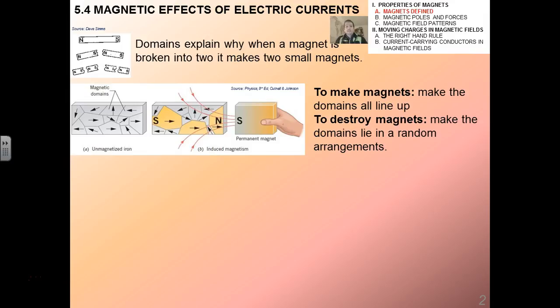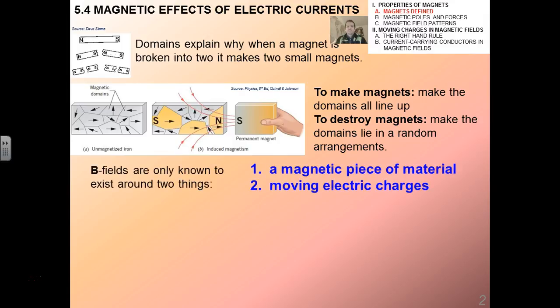If you want to make a magnet, first of all, you have to take a material that has domains in it, such as a piece of metal, okay? If you expose that metal or touch that metal to a permanent magnet, something that's already magnetized, then you can align all those domains in the same direction. And in fact, that piece of metal, which was before not magnetized, becomes temporarily a magnet itself, okay? To destroy magnets, you need to make the domains lie in random arrangements like it was before it was magnetized, okay?